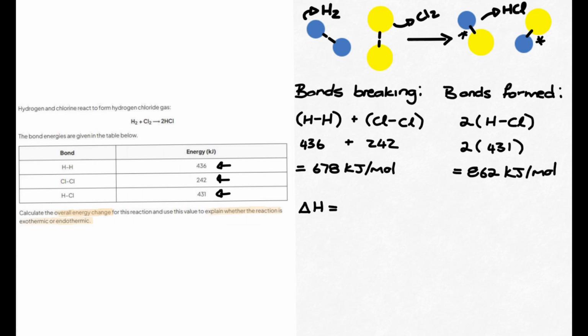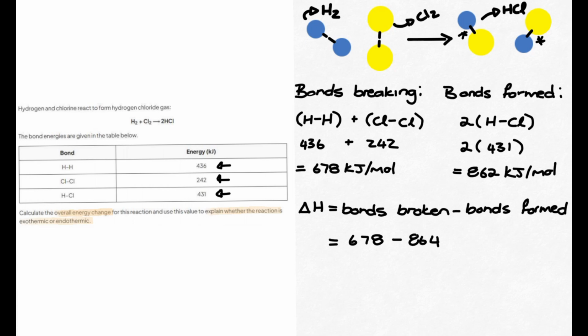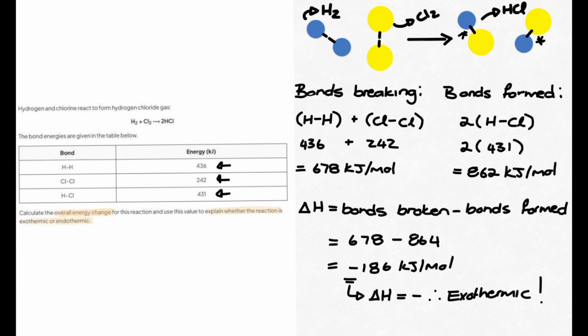We can then work out the change in enthalpy. So again, this is the bonds broken minus the bonds formed. So my bonds broken would be 678, and my bonds being formed would be 864. This will give me negative 186 kilojoules per mole. Now here I can see that my change in enthalpy is negative, meaning that my reaction will be exothermic.